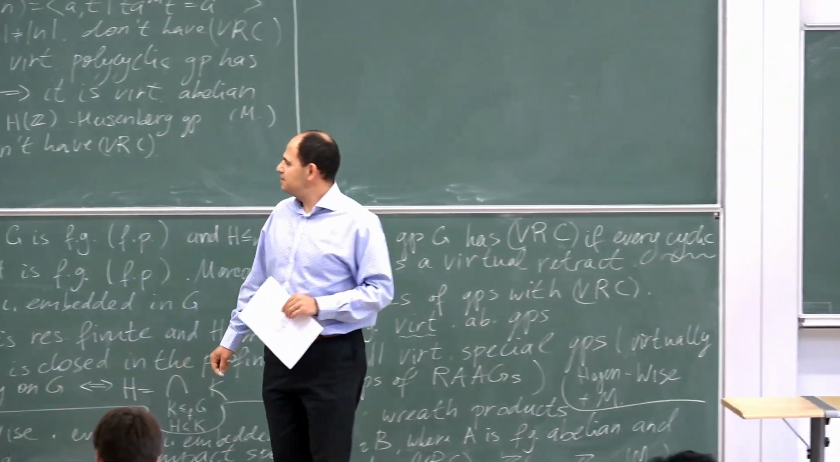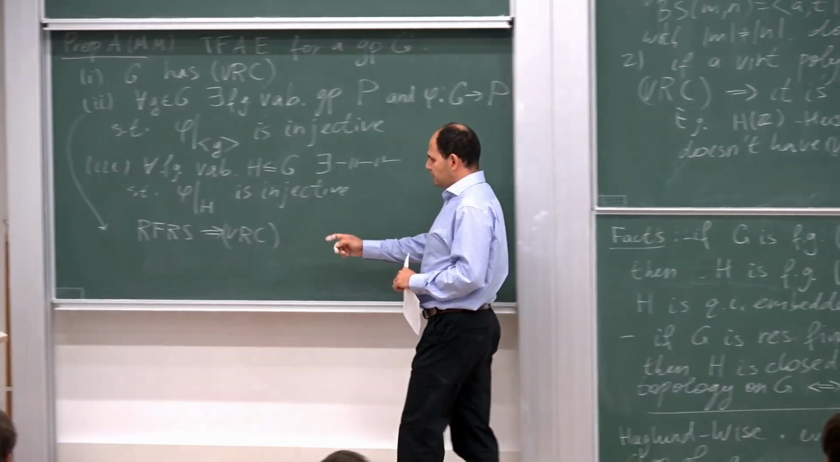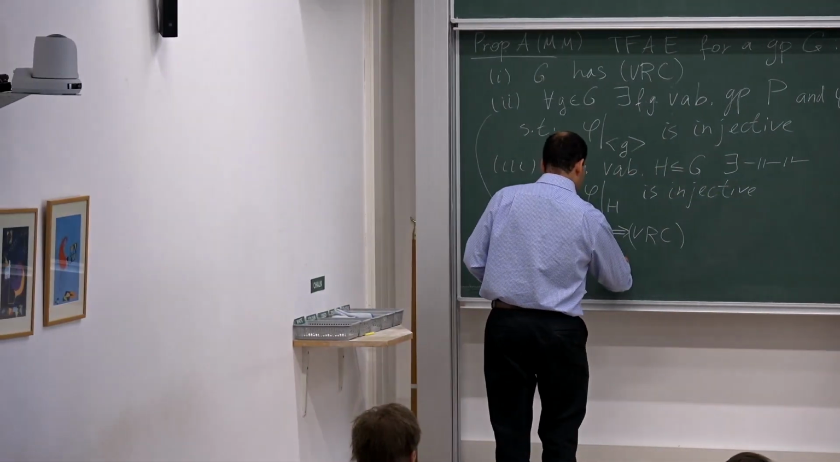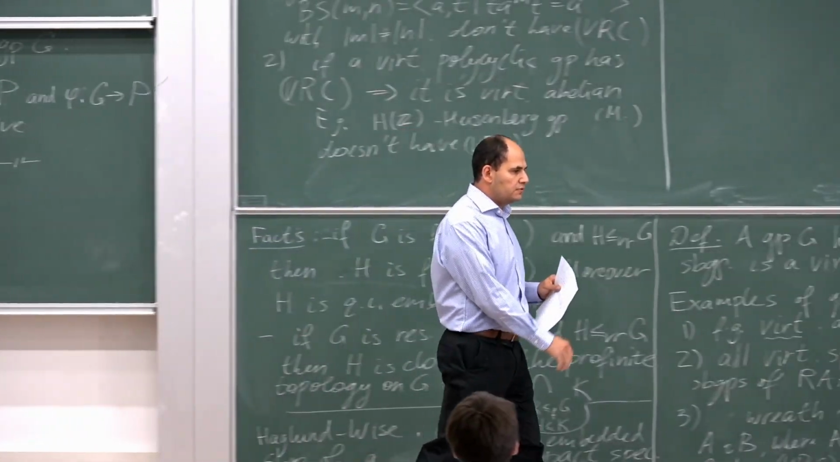So this is a property that is useful for virtual fibering. The other way, it's not true. You can give examples where it's not even virtually reverse.